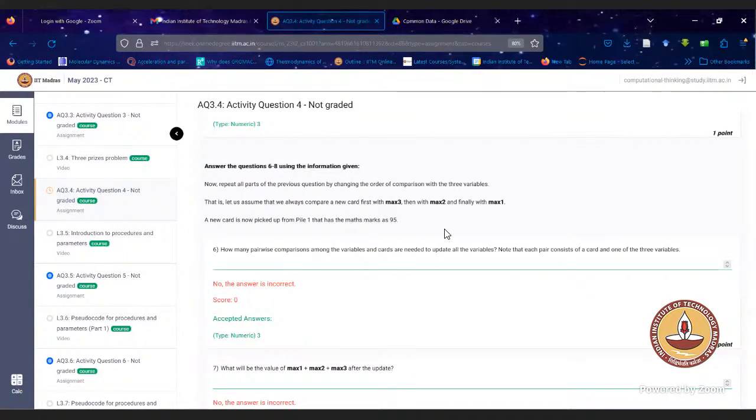Sir, what about then rearranging max 1, max 2, max 3 values? Those are just reassignments. You are not comparing them. The question asks how many pairwise comparisons, and that is what is being asked. We are not accounting for how many reassignments we have to do. Does that answer your question? Yes, sir. Okay. Then next question, please.